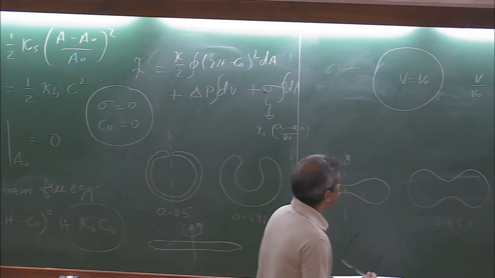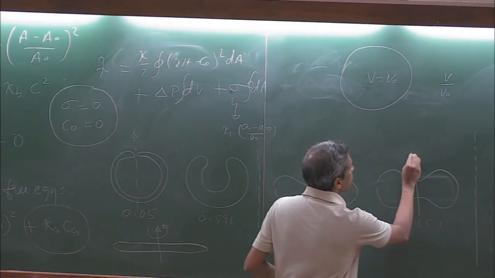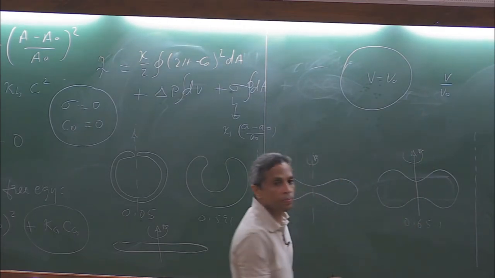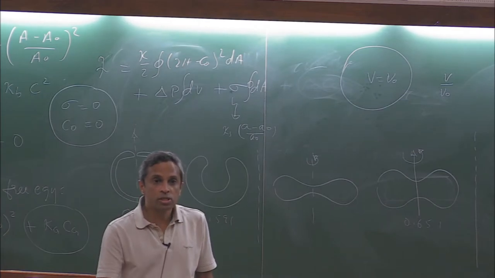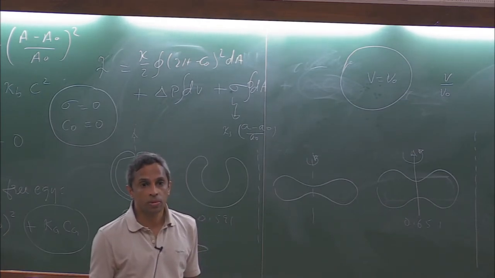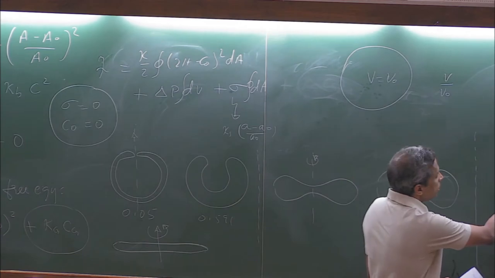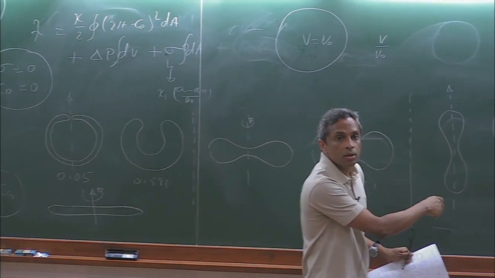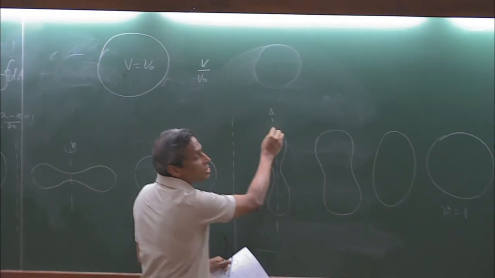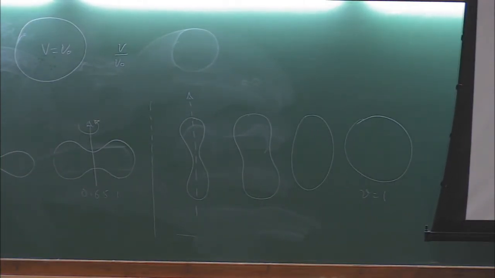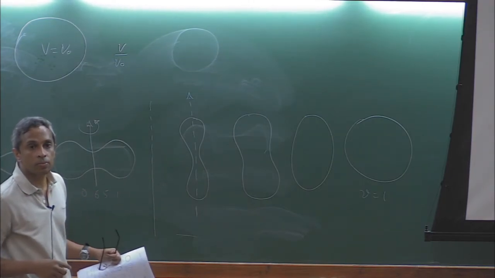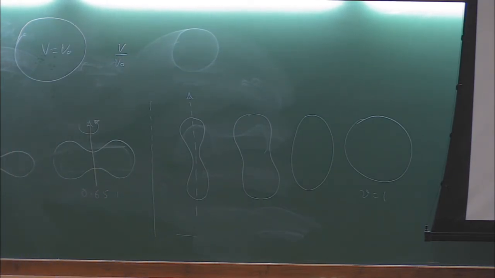Okay, this shape is rotated about this axis. This is an axis of symmetry. So it's like a disc where the two faces of the disc have a concave shape. This one is more like a dumbbell. It's rotated about this axis. So these two are different shapes, and there are discontinuous transitions between them. So that is about shape.